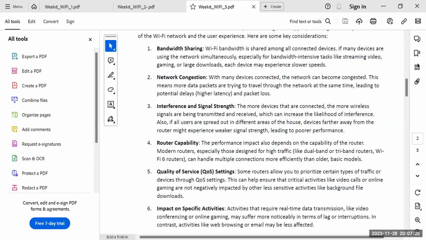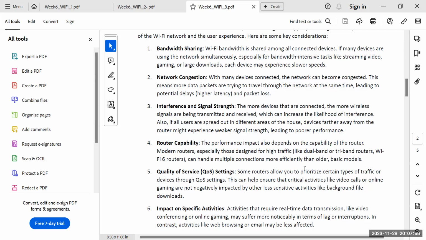The router capability is very important. The performance impacts depend upon the capability of the router. Modern routers, those designed for high traffic, can handle multiple connections more efficiently than the older basic model. This is kind of, you can say, a bottleneck. So if your router is not capable enough, even if that router is connected to a very high speed internet, since that bottleneck is being created by this Wi-Fi device, you will experience internet of far lesser quality.